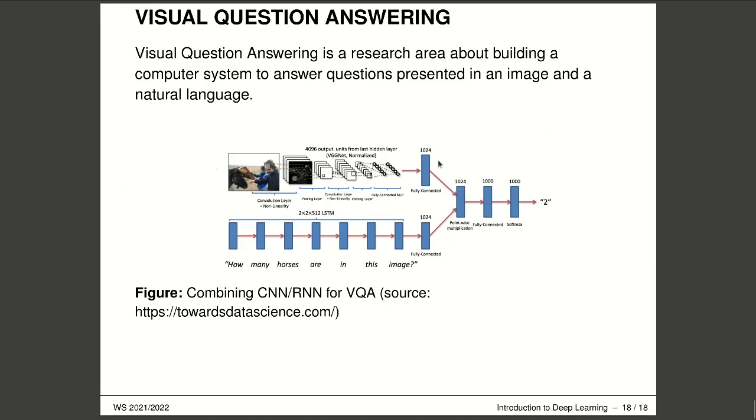In this figure, we use the CNN with a fully convolutional network and pooling layers, and in the second path, we process the natural language text with the RNN network. For the first path, we analyze images. For the second path, for example, we analyze the question of how many horses are in this image. And at the end, our answer is 2.